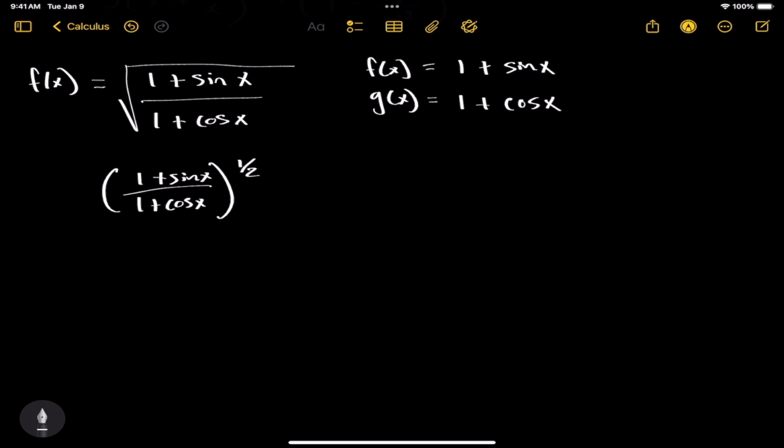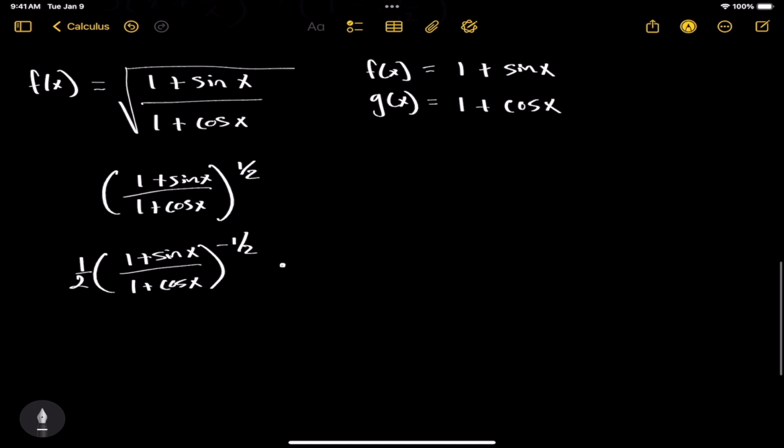All right, so now we just use the chain rule, so that's going to be half, and then rewrite that inner function, 1 plus sine x over 1 plus cosine x, and then this is going to be to the negative half. And then we're done with the first part. And the second part, of course, is taking the derivative of the inner function, which is 1 plus sine x over 1 plus cosine x.